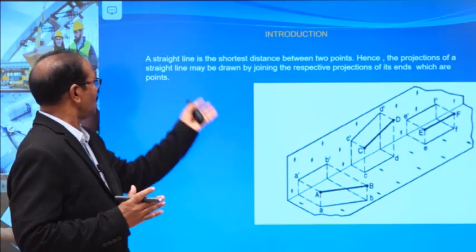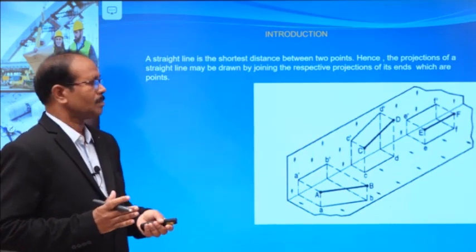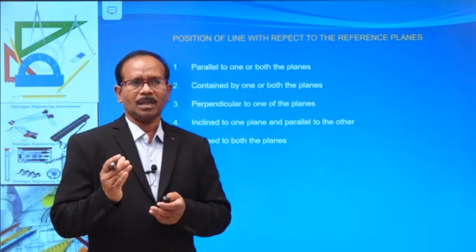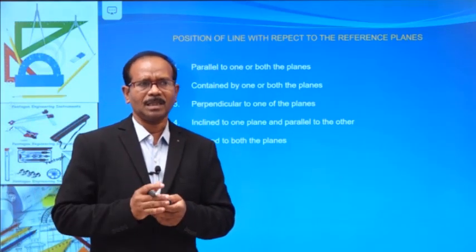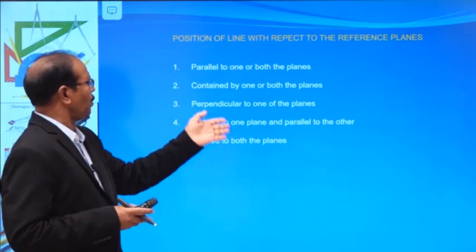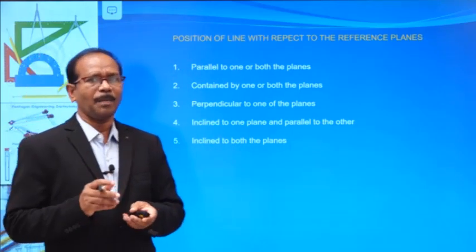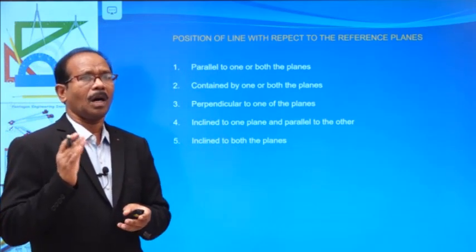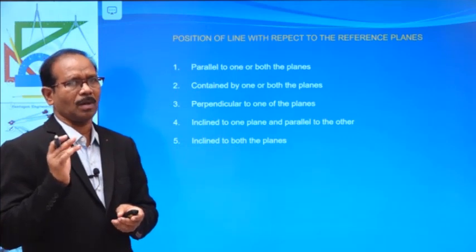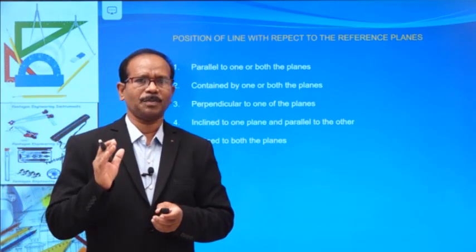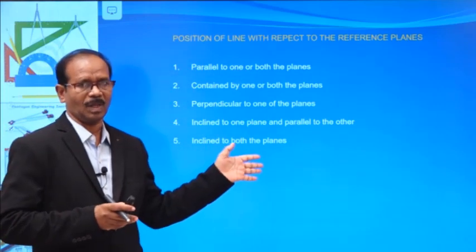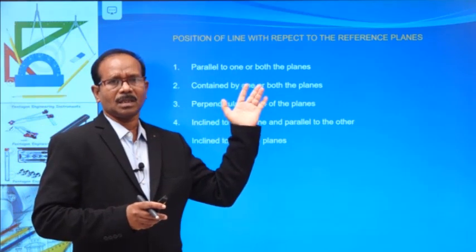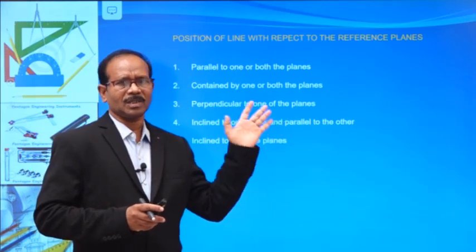The position of a line depends on its orientation according to the reference planes' position. Now, the position of a line with respect to the reference planes, these are all the possible ways. A line parallel to both HP and VP. Line on HP parallel to VP. On VP above HP. These are all the conditions. Let us discuss one by one how these lines are accommodated in the first quadrant.